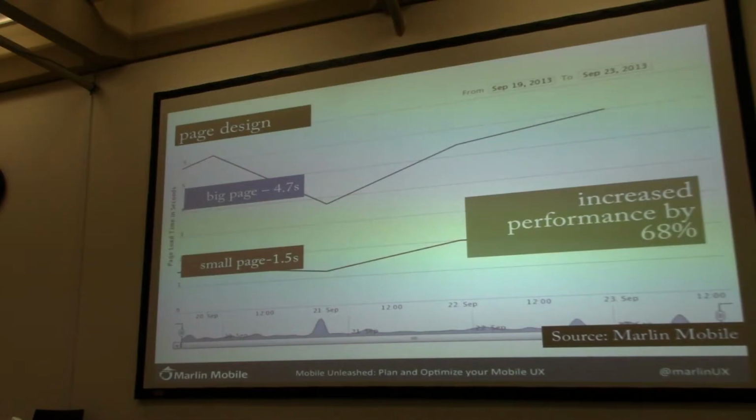My big page, that's 4.7 seconds. I haven't even put in images. I just put a basic style sheet, created a couple of images, used unique names so that they wouldn't be cached, and loaded them in. My 6, 1.5 seconds. That design decision is 68% improved performance. I think this is like 100 or 150 devices, over maybe 2 weeks of time, just to see what it looked like.